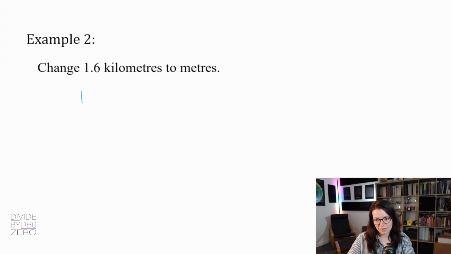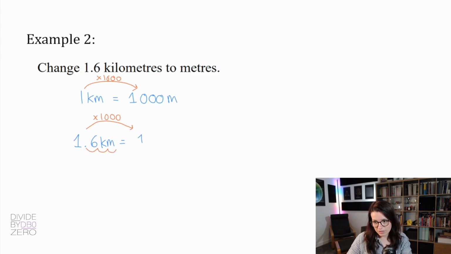Example 2, change 1.6 kilometers to meters. So again, writing down the relevant fact, 1 kilometer equals 1,000 meters. And now we're going from kilometers to meters, so we need to go this way, and this time we're timesing by 1,000. So underneath, if we write 1.6 kilometers, we know we need to times by 1,000 this time. So let's do that. Again, you can move that decimal point 3 times to the right or forward. 1, 2, 3. And if you can imagine, that will make it into 1,600 meters.